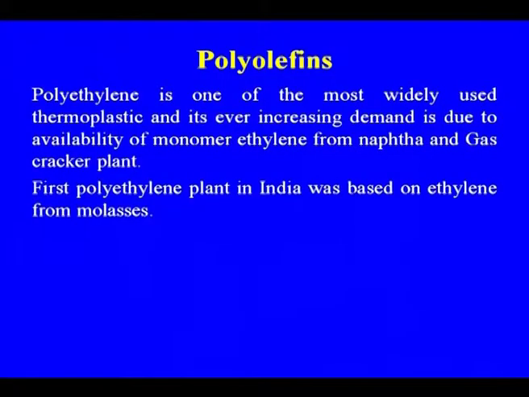Polyethylene is one of the most widely used thermoplastics, and its ever-increasing demand is due to the availability of the monomer ethylene, which I told you comes from the naphtha and gas crackers. The first polyethylene plant was based on ethylene from molasses. That was actually Risra, who started a small polyethylene plant based on ethylene from molasses, and then came the small naphtha cracker plant by Union Carbide in Bombay.